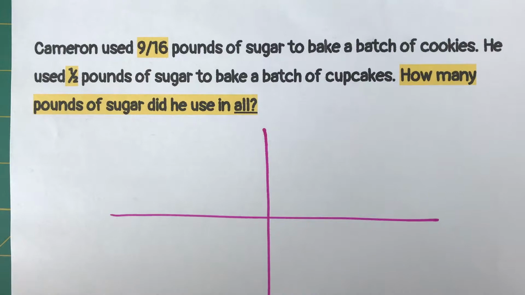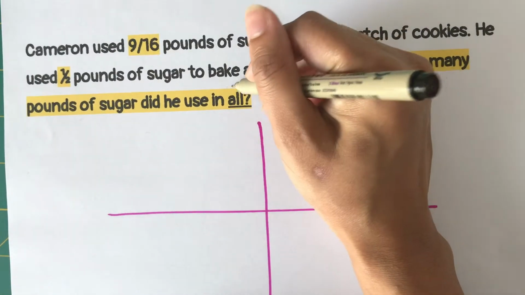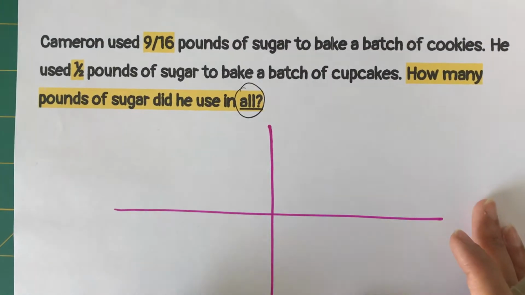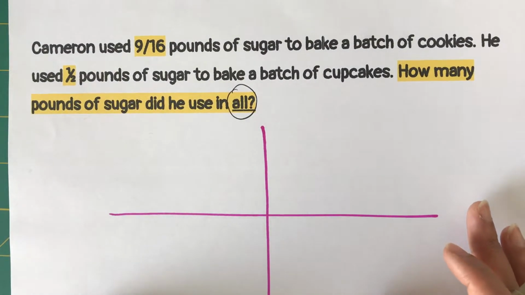All right, let's go ahead and read the problem. Cameron used 9/16 pounds of sugar to bake a batch of cookies. He used 1/2 pounds of sugar to bake a batch of cupcakes. How many pounds of sugar did he use in all? So the key word here, boys and girls, is all. They want to know the total pounds of sugar.